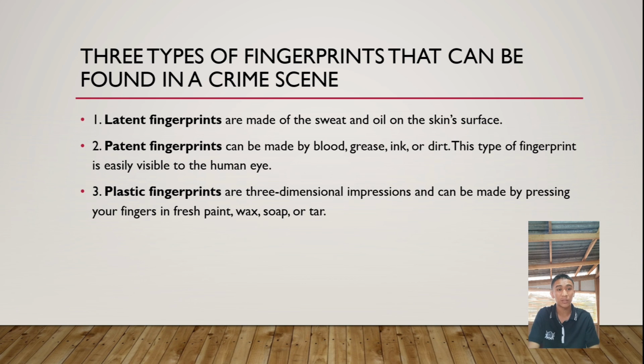Second one is patent fingerprints. They can be made by blood, grease, ink, or dirt. This type of fingerprint is easily visible to the human eye. Also, plastic fingerprints are three-dimensional impressions and can be made by pressing your finger in fresh paint, wax, soap, or tar. Like patent fingerprints, plastic fingerprints can easily be seen by the human eye and do not require additional processing for visibility purposes. So, that is the end of the topic of lesson 3.